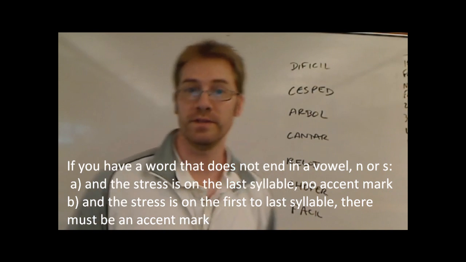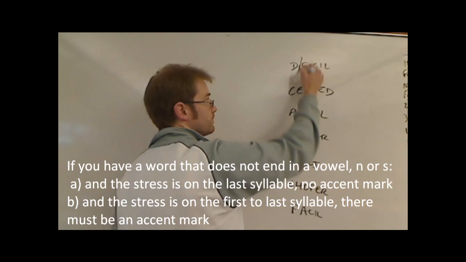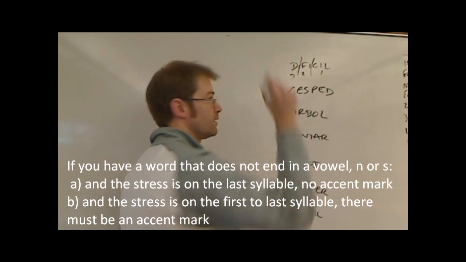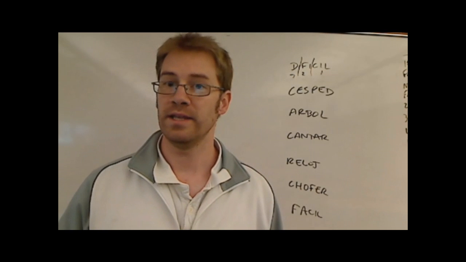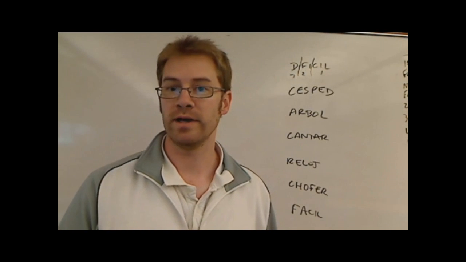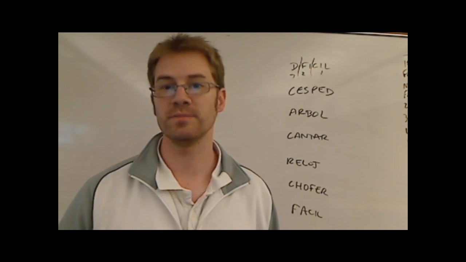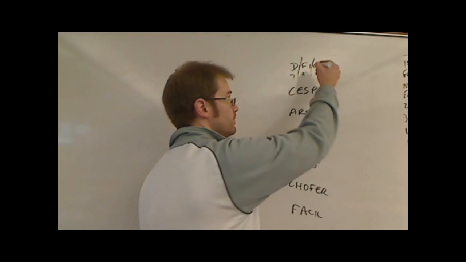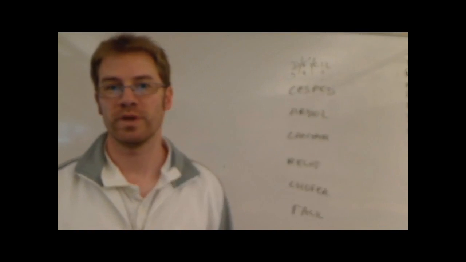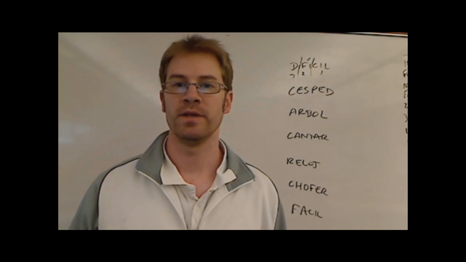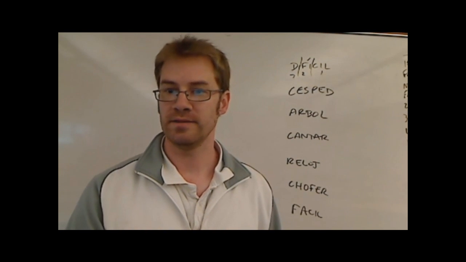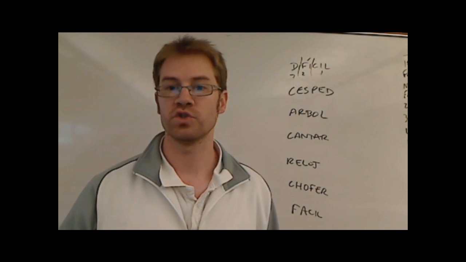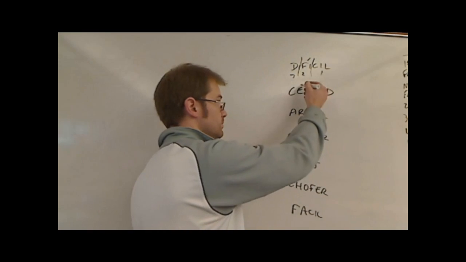So let's look at the word difícil, for example. Say the word to yourself, difícil, difícil. It ends in something other than a vowel, N, or S, and the stress is on the second syllable. There has to be a written accent mark there. Let's look at the next word. We have césped. By hearing me say it, you can hear that the stress is over that first E. It ends in something other than a vowel, N, or S, so there must be a written accent mark there.